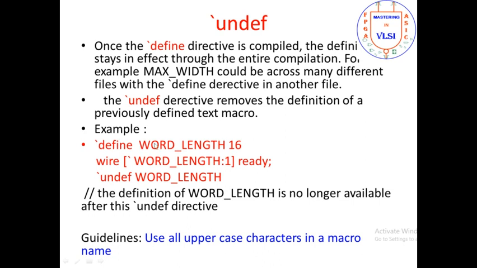Example: `define WORD_LENGTH 16. Here we are using it in a wire definition: wire [`WORD_LENGTH-1:0], and the wire name is ready. Okay, next, `undef WORD_LENGTH. The meaning is, thereafter, if you use the WORD_LENGTH directive, it will become an error. The definition of WORD_LENGTH is no longer available after this `undef directive.